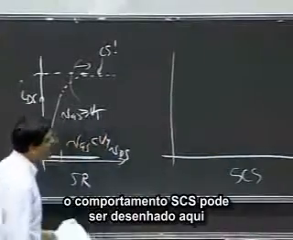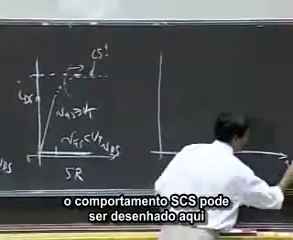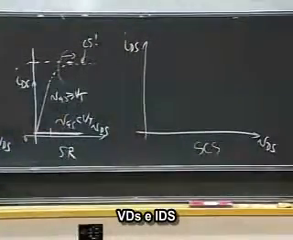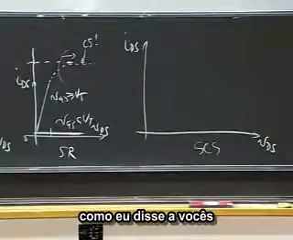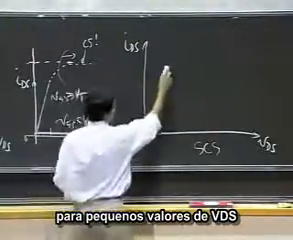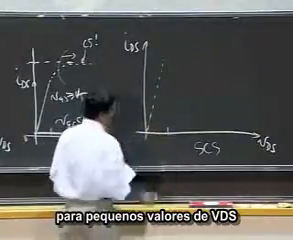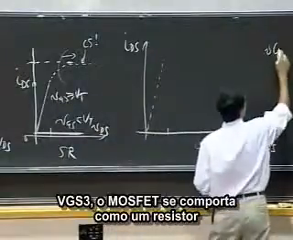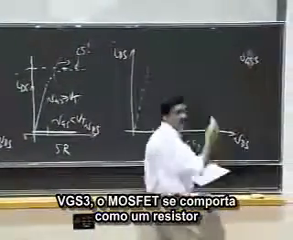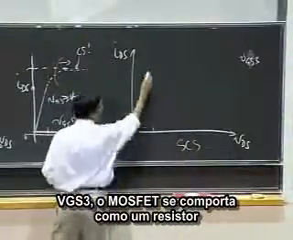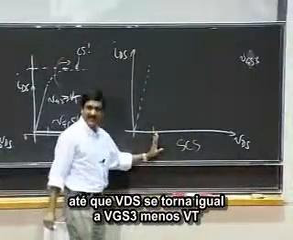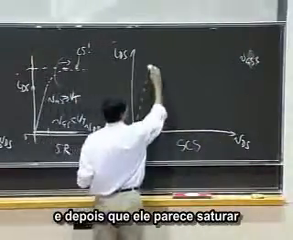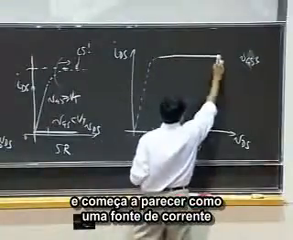So the SCS behavior can be drawn here, VDS and IDS. As I mentioned to you, for small values of VDS, let's say I pick some value of VGS, VGS3. It's going to look like a resistor until VDS becomes equal to VGS3 minus VT. And after that, it begins to look like it saturates out and begins to look like a current source.